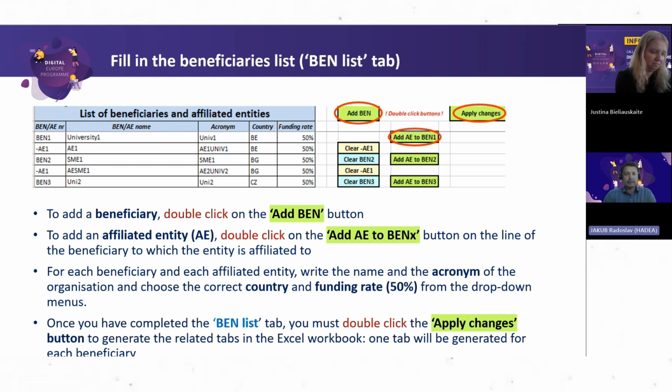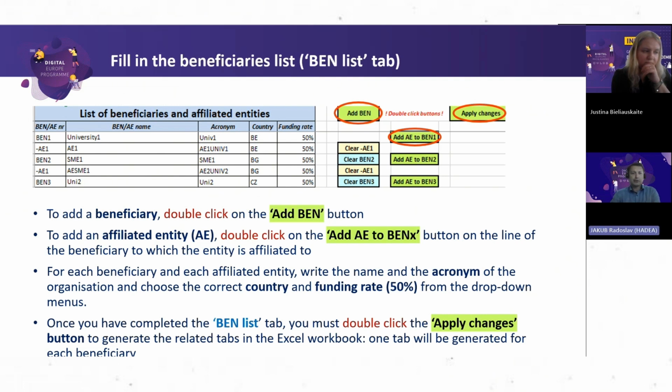You can also add an affiliated entity by double clicking on the button add affiliated entity to beneficiary X. You see these highlights that are provided. But as I said, you can make yourself very quickly familiar with these operations. Once you have completed the beneficiary list, you must double click the apply changes button. In the Excel workbook, one tab will be generated for each beneficiary.